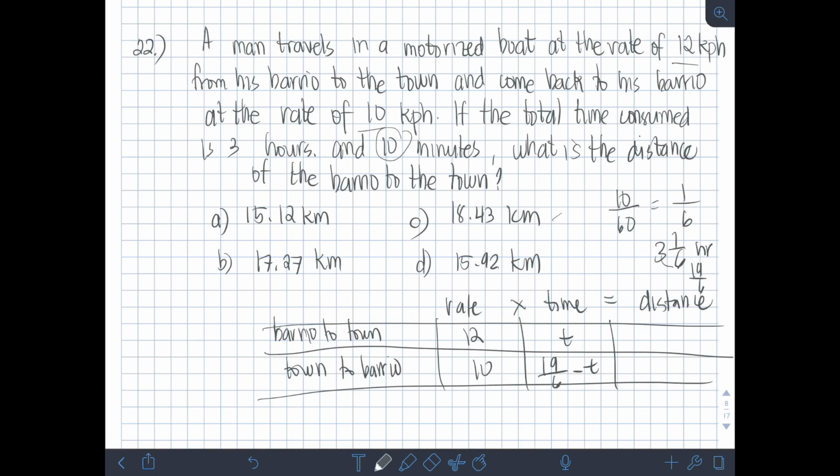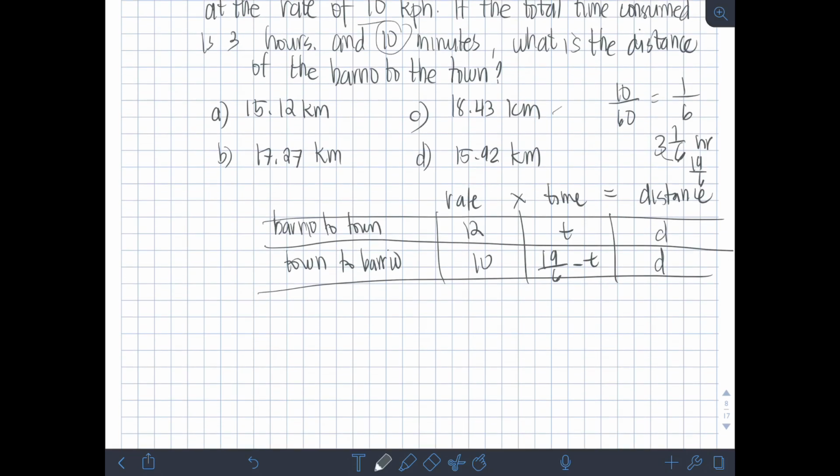At yung distance natin na d ay unknown. So, let's denote na lang as d. Pareho naman sila kasi round trip. So, therefore, ang equation natin ay, for barrio to town, we have rate times time equals distance, right? So, 12t is equal to d. And then, town to barrio, we have 10 times 19 over 6 minus t is equal to d.